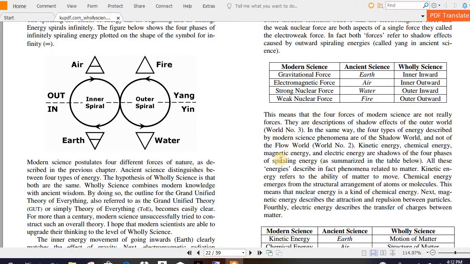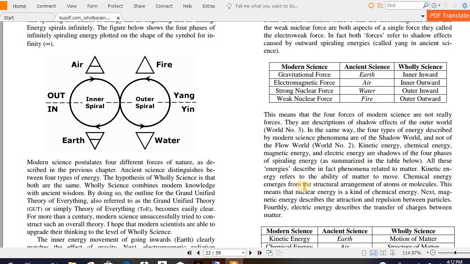Now, world number three, in the same way, the four types of energy described by modern science phenomena are of the shadow world and not of the flow world. Number two, kinetic energy, chemical energy, magnetic energy, and electric energy are shadows of the four phases of spiraling energy, as summarized in the table below.